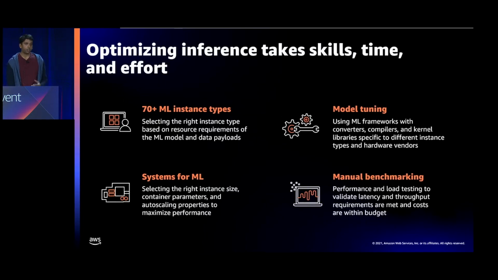Now, I covered a lot of different parts of the stack here, and the problem with all this choice in your inference stack is that optimizing inference becomes a nonlinear task, and there's a lot of experimentation involved to get the performance and cost that you need. So when you're getting ready to deploy your model, you might first start by selecting an instance type out of the 70 plus available instances.